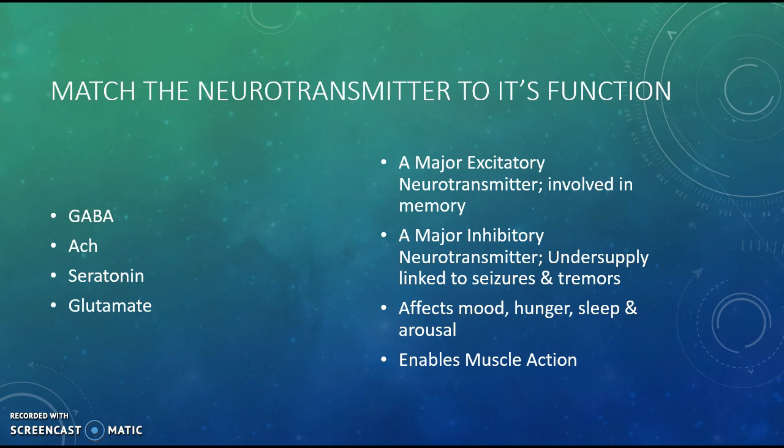Alright, here's just 3 of the neurotransmitters, and it's important to be able to match the function of those neurotransmitters to what they do. Let's look at the first one, GABA. GABA is a major inhibitory neurotransmitter. Undersupply is linked to seizures and tremors.